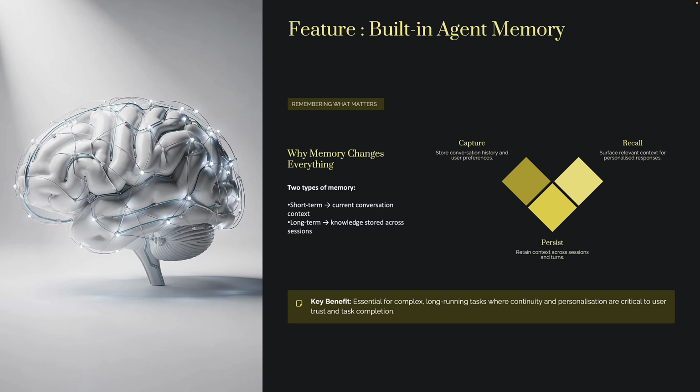So in a simple summary, we can say short term means remembering the current conversation or the current session. Long term means remembering across the sessions. Capture means storing information. Recall means retrieving the information. Persist means keeping the memory for the future, right? So I think with this you got a good understanding of the built-in agent memory in Foundry Agent Service. Don't worry, very soon we will have a demo on how you can use memory with your agents. So don't go anywhere.